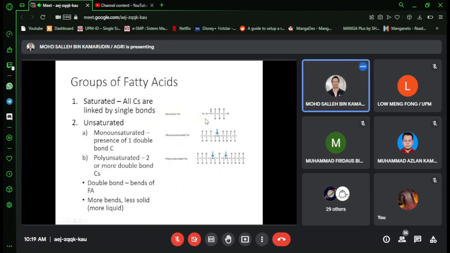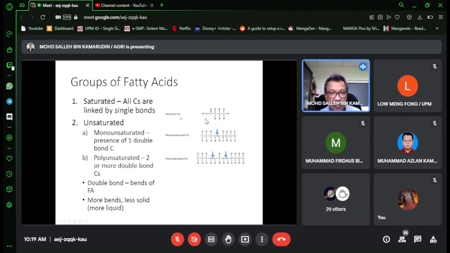And fatty acids can be grouped into several groups. One is saturated. Saturated are the ones that have no double bond. They are all single bonds. For example, this one, 1, 2, 3, 4 carbons, the shortest. Later I will say its name.